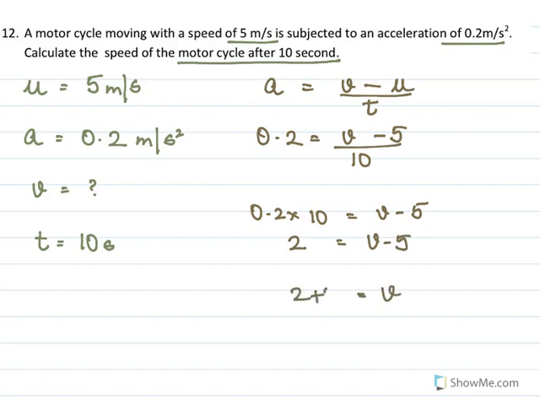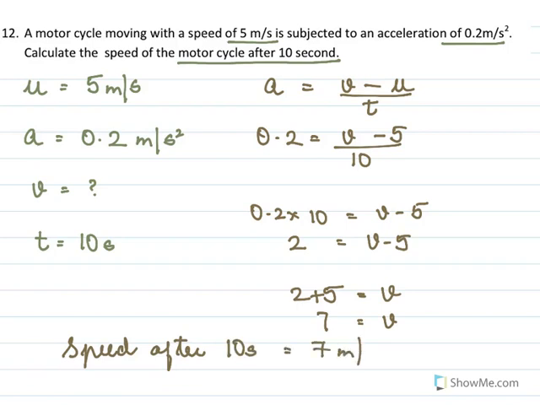v equal to 2 plus 5, because the minus 5 goes on the other side, that is 7 equal to v. So speed after 10 seconds equal to 7 meter per second.